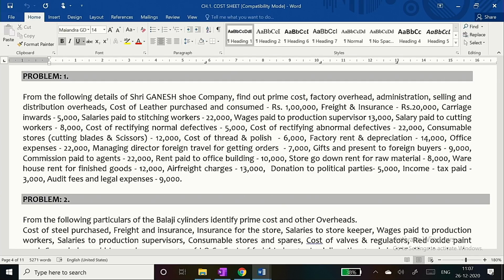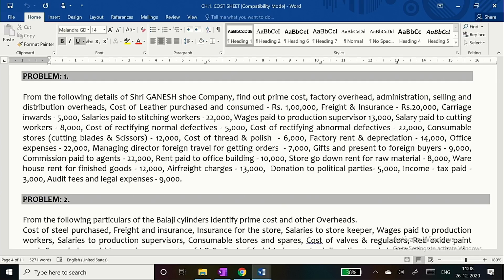So every cost incurred till you bring it to the factory is called direct materials. Therefore, material purchased and consumed 1 lakh, freight and insurance 20,000, carriage inwards 5,000. All these three are direct materials. Totally 1,25,000. Agreed. Next. Salary or wages, that doesn't matter, but for what purpose? Stitching workers. Stitching is a production function. Stitching is a production job. 22,000 is direct wages.